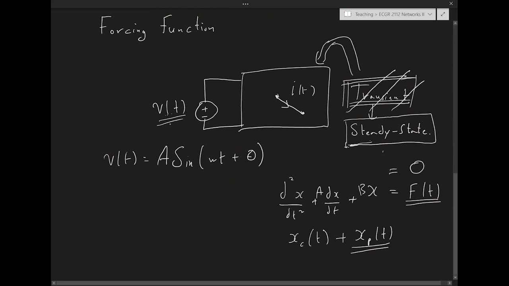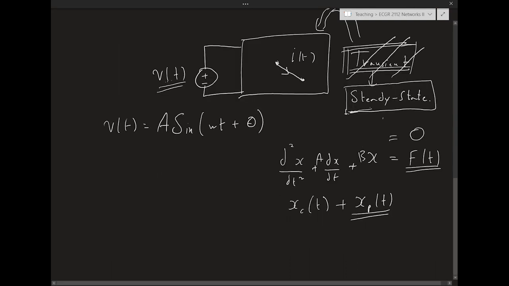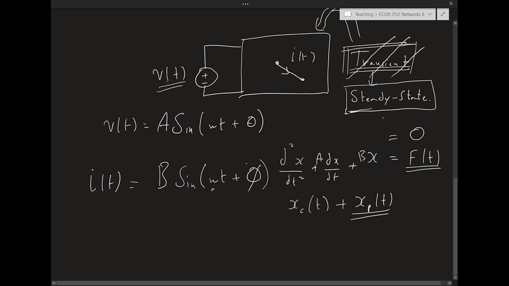If you have a kid and you're swinging them, your forcing function is the force you apply on the swing, and you're swinging back and forth. The kid will not go in circles, it will follow your forcing function, right? So the idea here is that the response is going to follow the forcing function. So the response is going to look like a sinusoid. It's going to have some magnitude, let's say B, and then some frequency. It will have the same frequency, and it will have another phase, right?